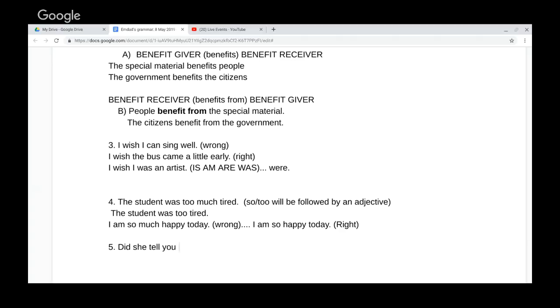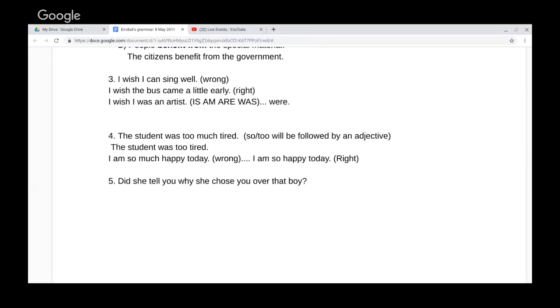How about this sentence? Let me ask this question to a particular person. Let me ask this to Shivani. Everybody, quiet. If you know the answer, just don't say it. Just stay quiet. Let her respond. Tell me, what do you think about this sentence, Shivani? Is it visible? Can you look at this, Mandi? Come a little closer if you can't see. Tell me, what does the sentence say? Did she tell you why she chose you over that boy?